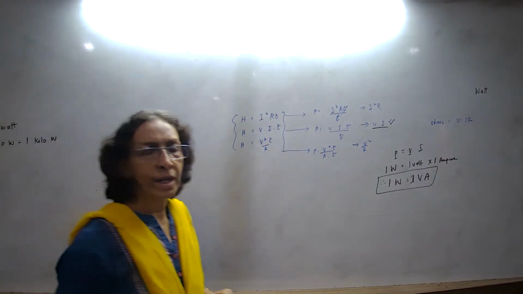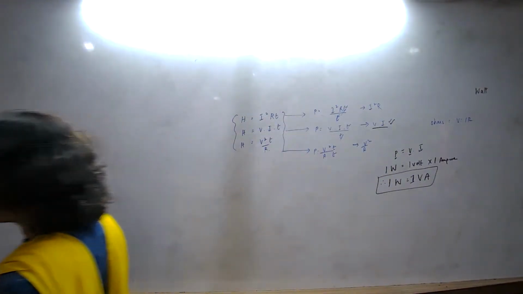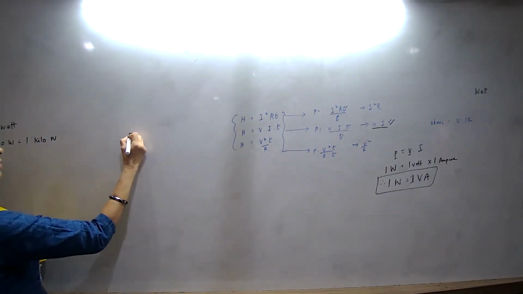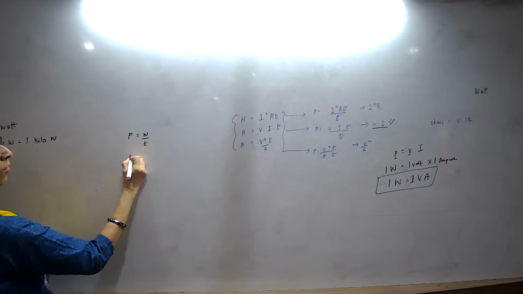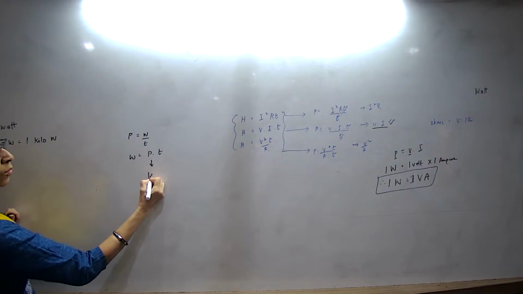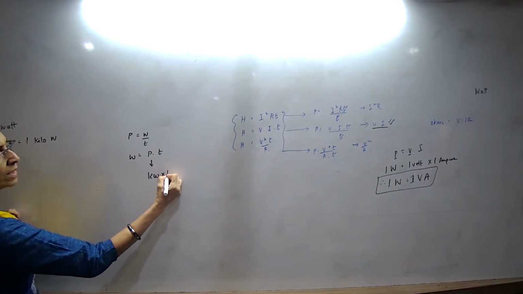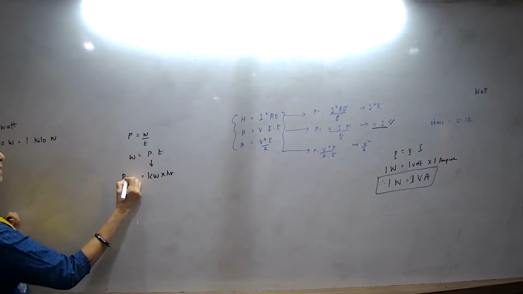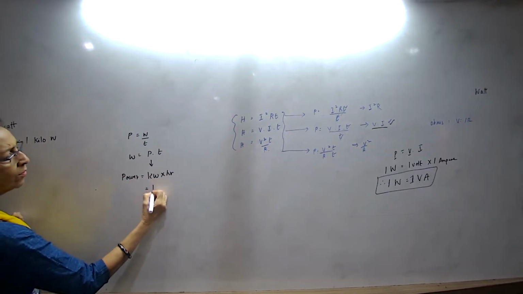Another thing you should remember is that whenever we are consuming energy, we are not consuming it only for seconds. We are using the fan for so many hours. All our appliances are going to be used in hours. So once again, P is equal to work upon time, or work is equal to P into T. Your power is going to be given in kilowatt, and your time is going to be given in hours. So it is a kilowatt hour.